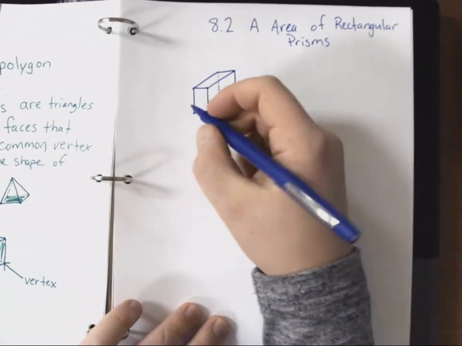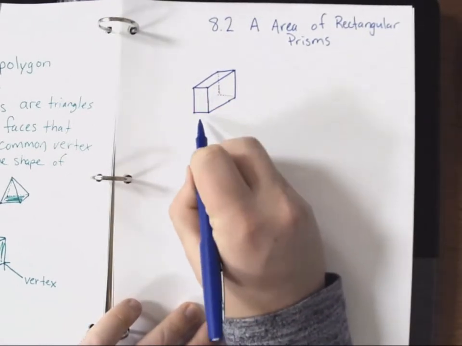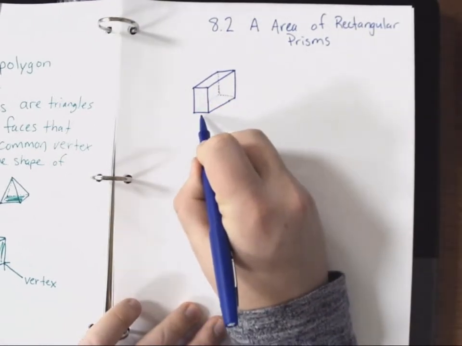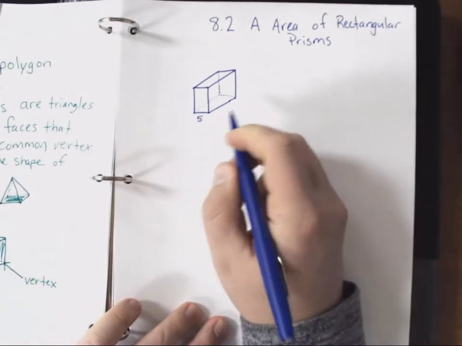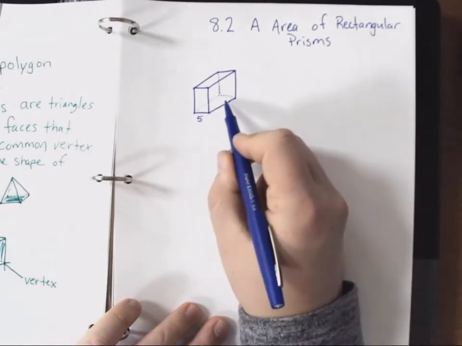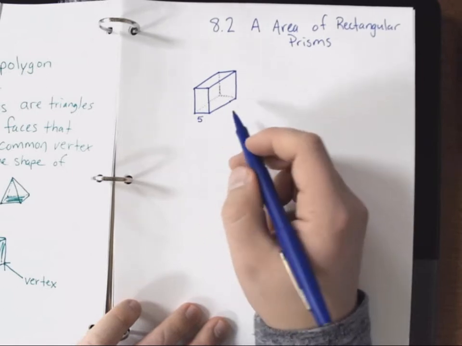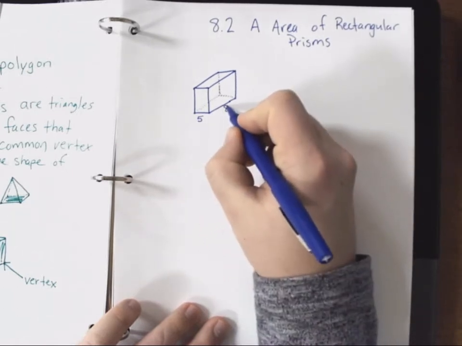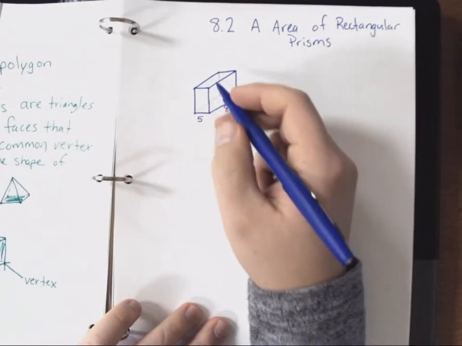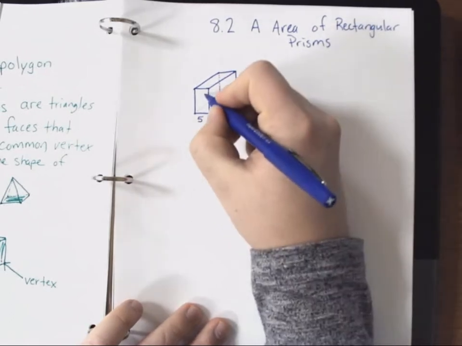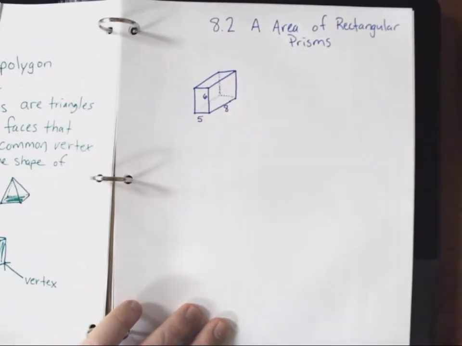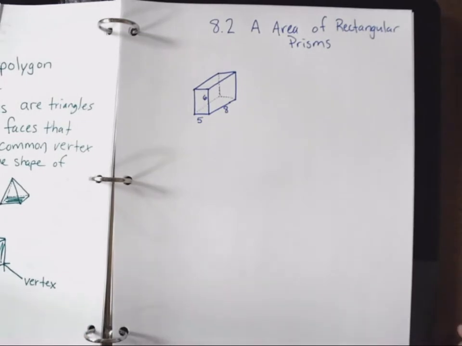We're going to give it dimensions. Let's say that the width of my base, my base is going to be the bottom here, the width of my base will be 5, the length will be 8, and the height of my rectangular prism will be 6.